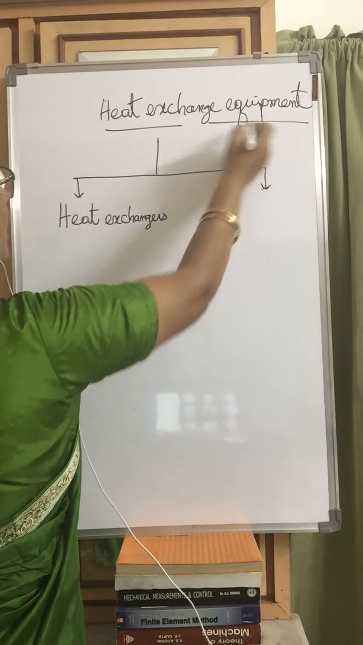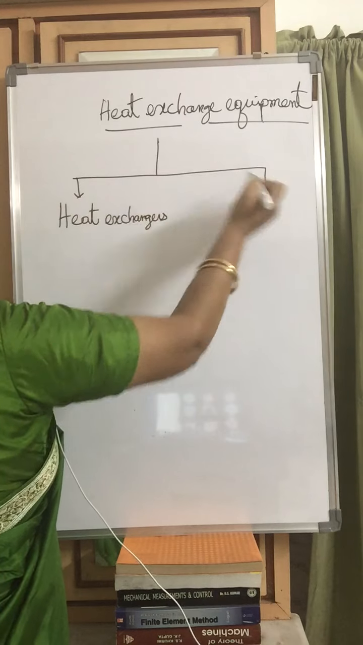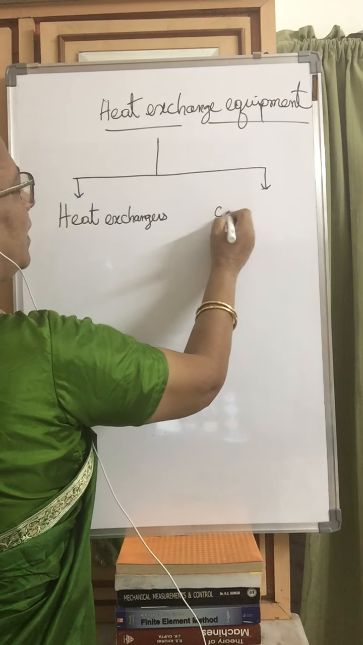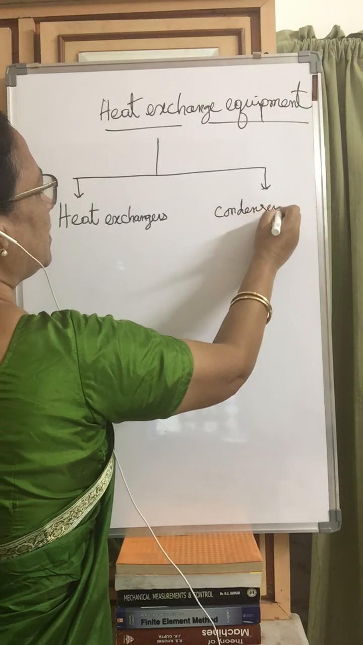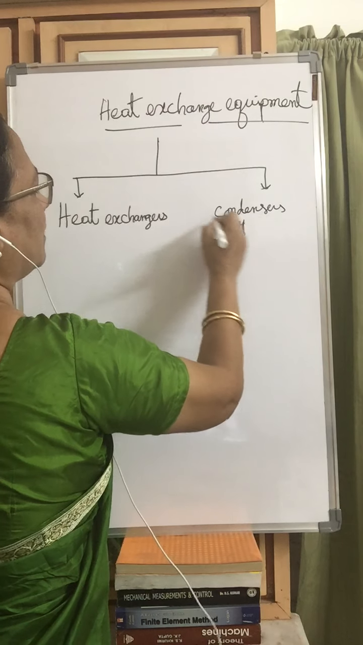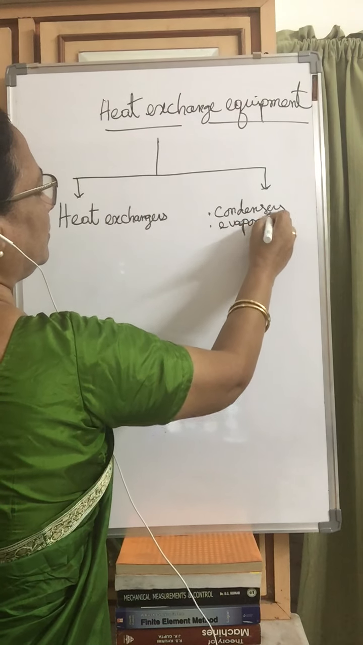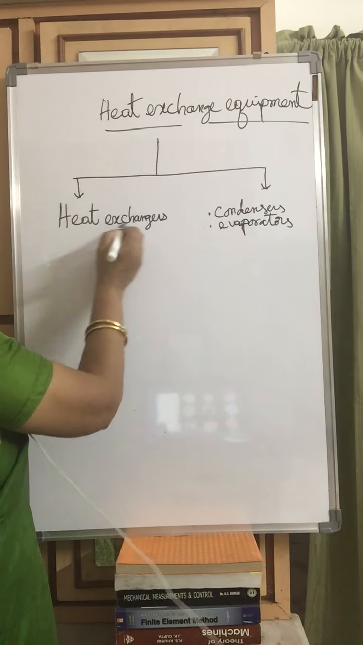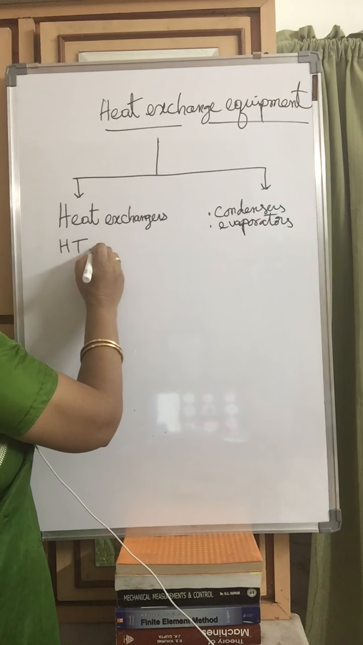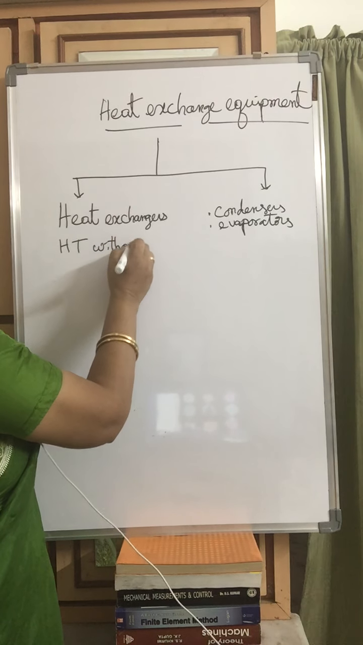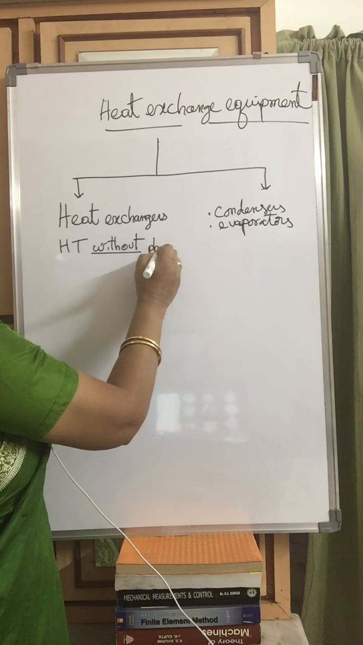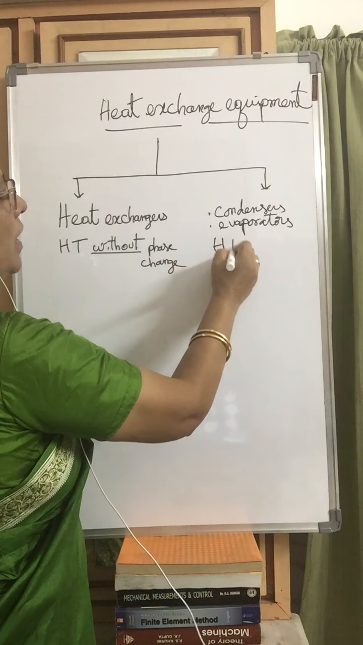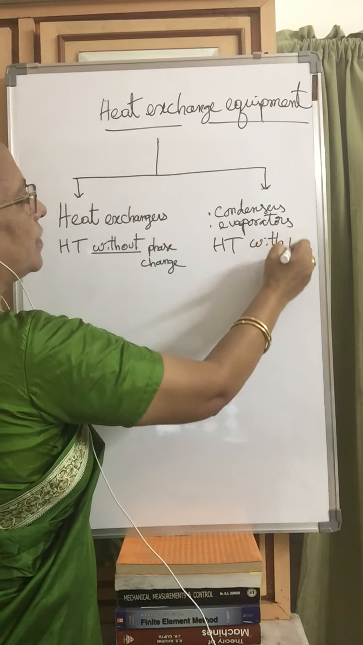Heat exchange equipment is broadly classified into two categories. One is heat exchangers, and the other category has condensers and evaporators. Heat exchanger is the term for heat transfer without a phase change. Condensers and evaporators involve heat transfer with a phase change.